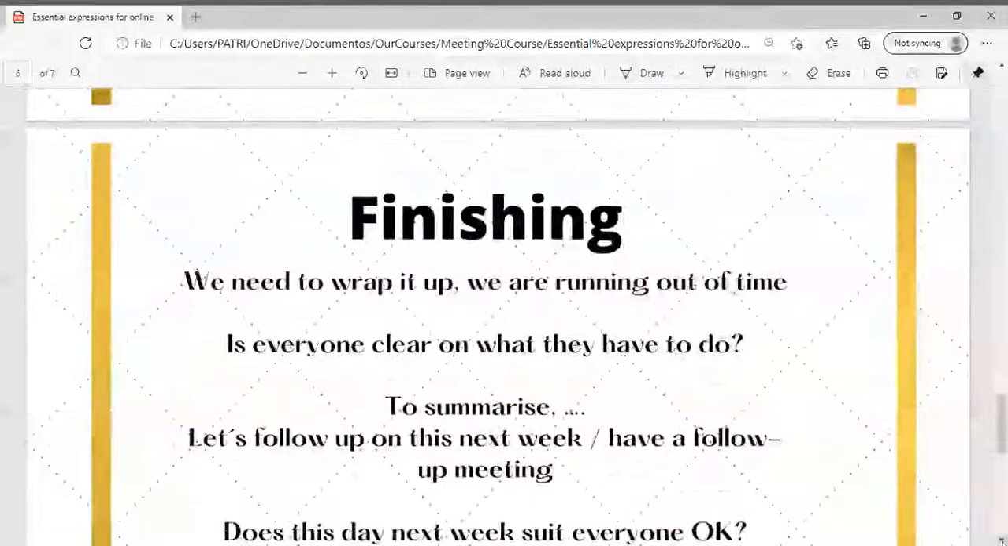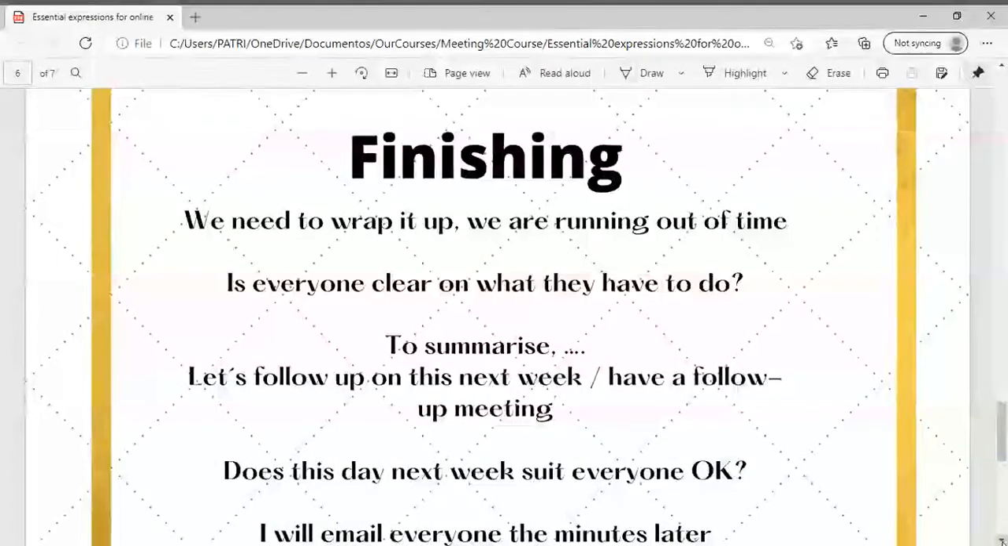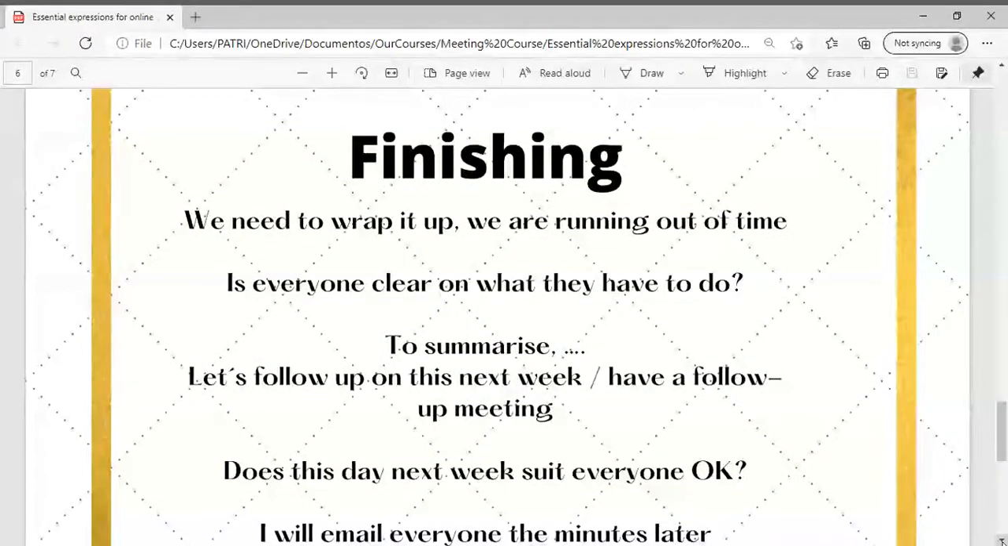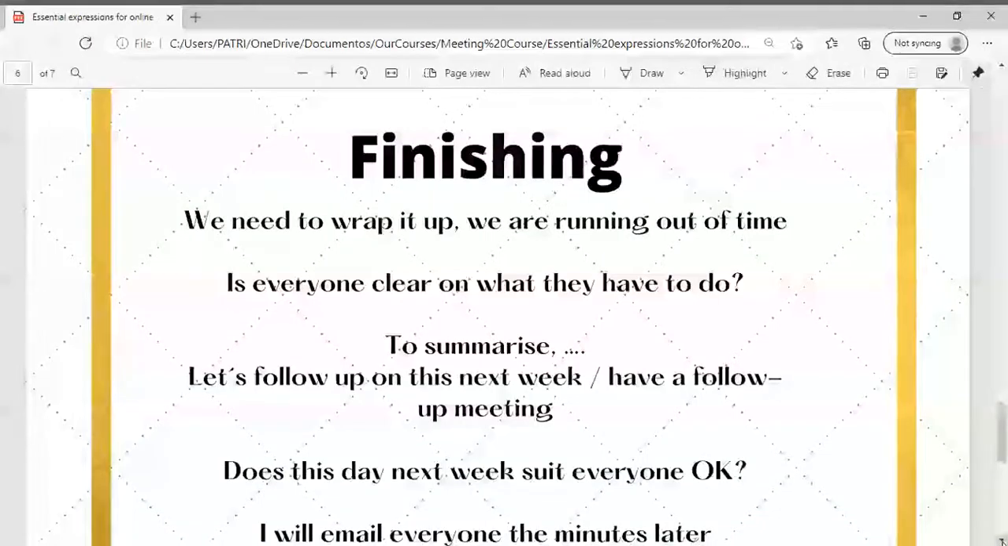So then, finally, we need to finish up the meeting. Some expressions you can use for that are, we need to wrap it up. We're running out of time. So the first one, to wrap it up, you can say we need to finish the meeting. It's perfect. But if you want to use a nice little expression, we need to wrap it up is a good one. We use the verb to wrap to put the paper on presents or on gifts to give to people. So I suppose you can use the image of wrapping the present to finish it and to give it. So we need to wrap it up.